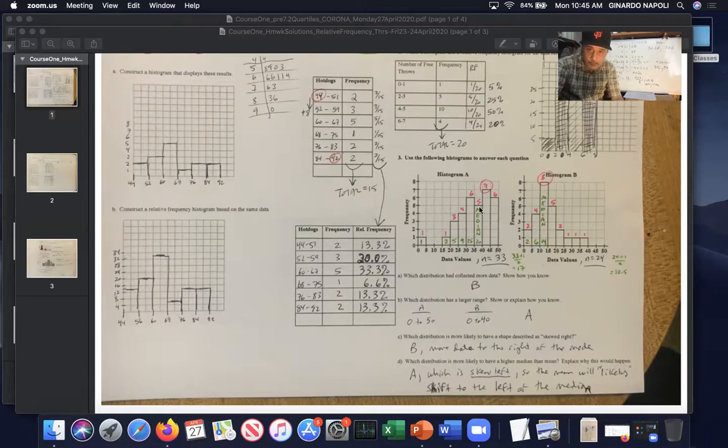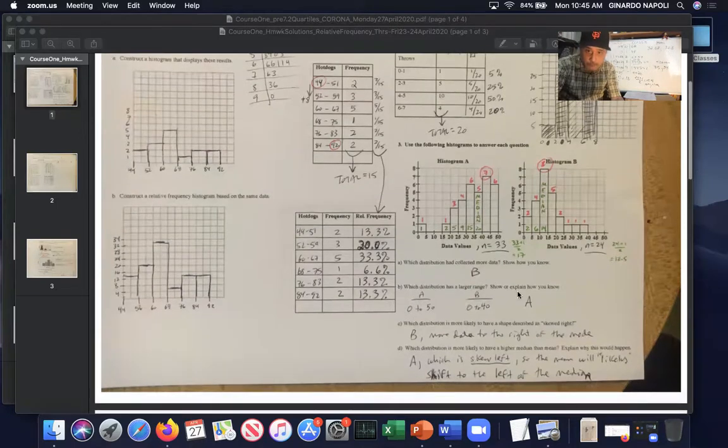Now, these two histograms represent different ranges. Histogram A goes from 0 all the way to 50, and histogram B goes from 0 but ends at 40. So A has a wider range. And if you want to find out how many numbers are represented in these histograms, you add all the frequencies, these red numbers, and it wound up that A had more.